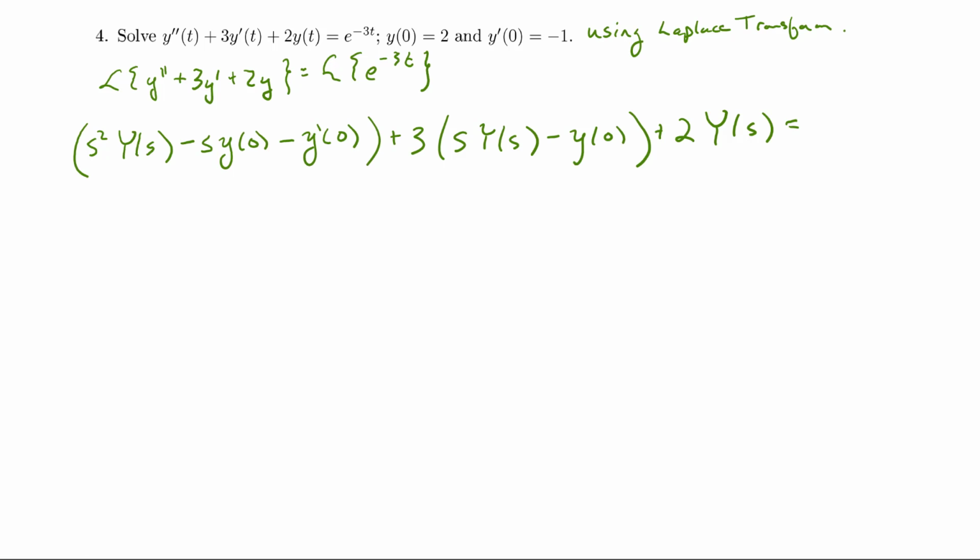On the right-hand side, we get the Laplace transform of e to the minus 3t, which is 1 over s plus 3. I'm not going to review how to do that, but you could take a look at some earlier work.